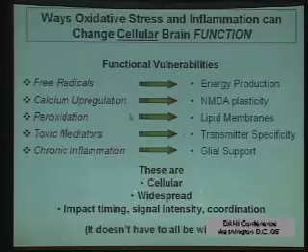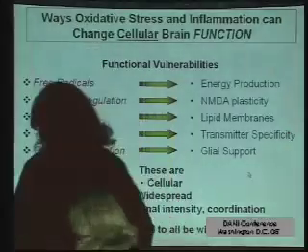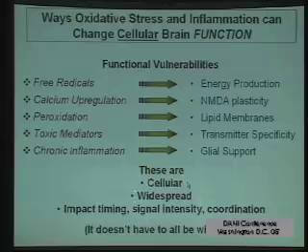Now this is a slide on some of the ways that oxidative stress and inflammation can change brain function at the cellular level. Free radicals from oxidative stress can change energy production. There can be altered calcium metabolism, changing excitatory neurotransmitter function. Peroxidation, toxic mediators, transmitters are changed, and so forth. The point is that cellular changes driven by metabolism can be widespread, and they can impact the efficiency and coordination of brain functioning. So there are real ways of thinking about this, studying it, and treating it.